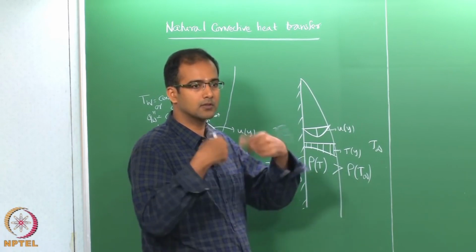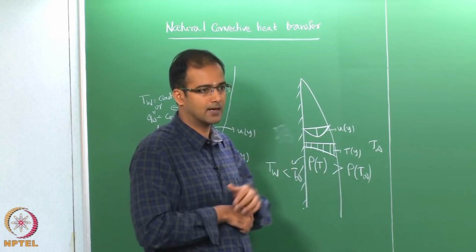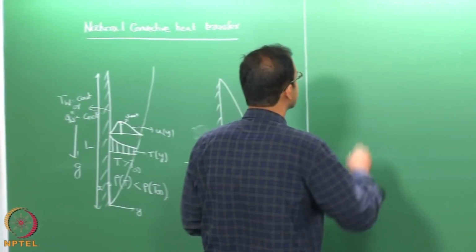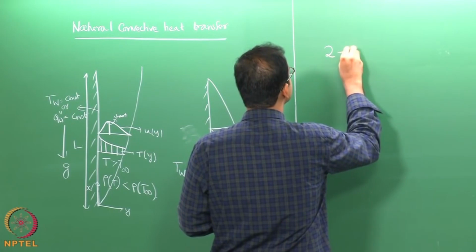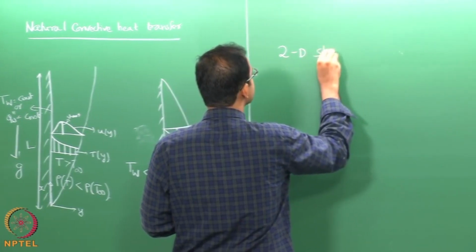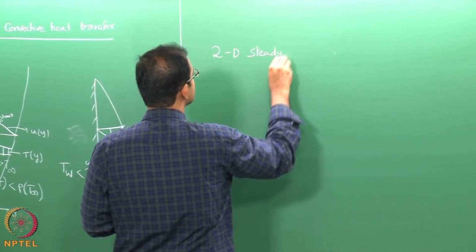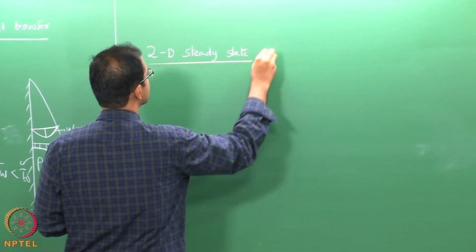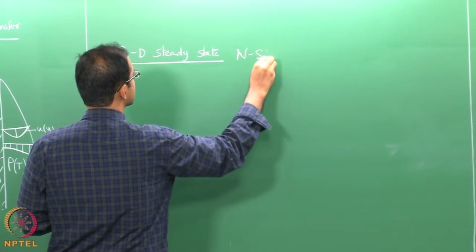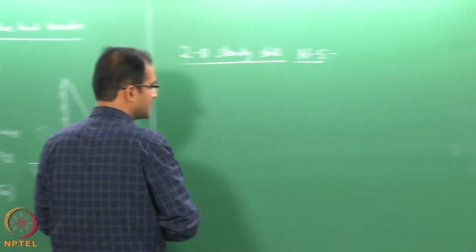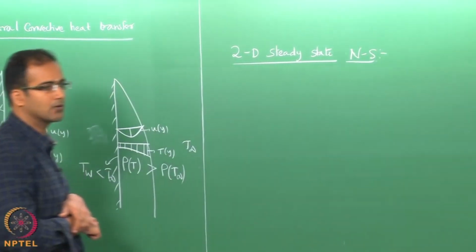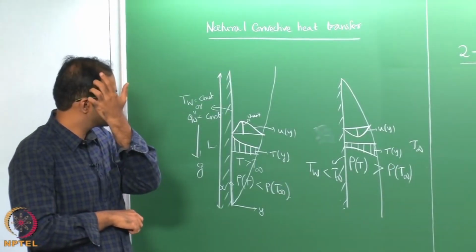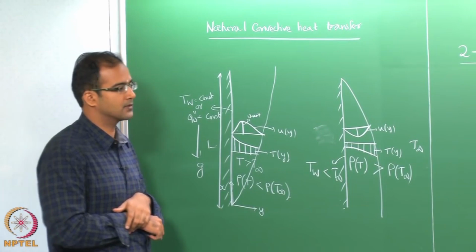But before we go to the boundary layer equation, let us first write down what will be the 2 dimensional, steady state Navier-Stokes equations for the natural convective boundary layer past a vertical flat plate. So, how will the continuity equation look?